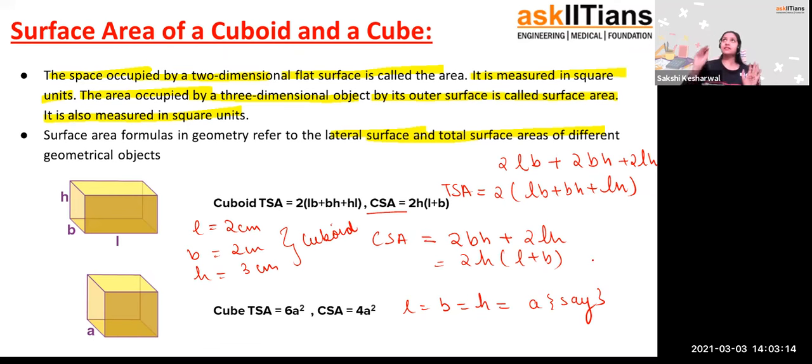Similarly, if I say the top area will be what? A into A, that's again a square. The bottom area will be what? Again A into A, that's A square. So 2A square I got.